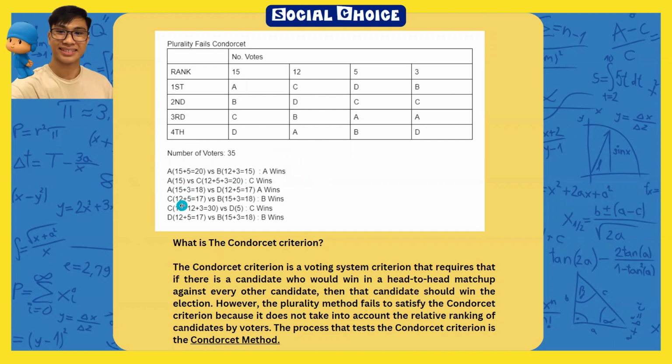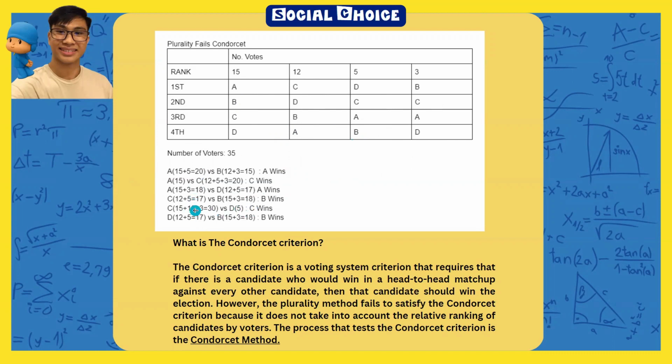So next naman is C versus B. So mas mataas si B dito, makuha niya yung 15. Mas mataas si C dito, makuha niya yung 12. Mas mataas si C dito, makuha niya yung 5. Mas mataas si B dito, makuha niya yung 3. So add natin silang lahat. Magiging 17 versus 18. And mananalo si B.